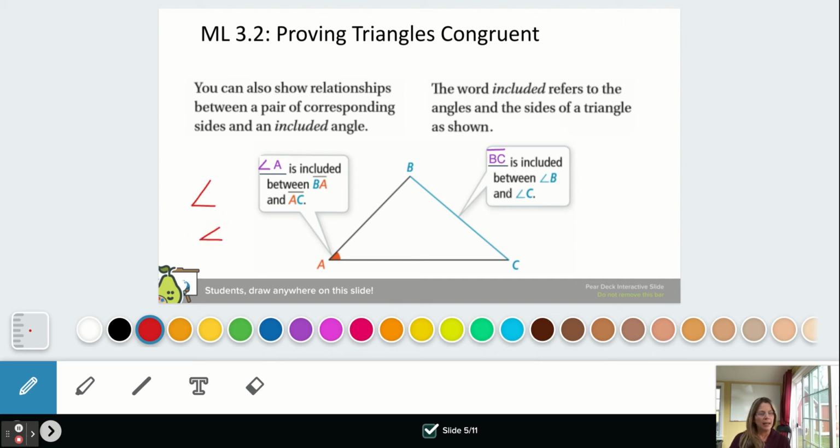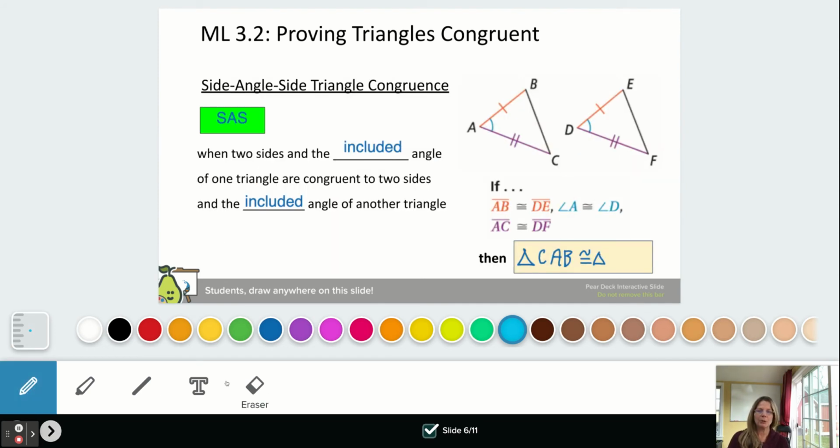Okay. Side BC is included between angle B and angle C. So side BC is the included side. Now notice the little segment symbol on top. That tells you we're talking about a line segment. Very important to be precise in geometry.